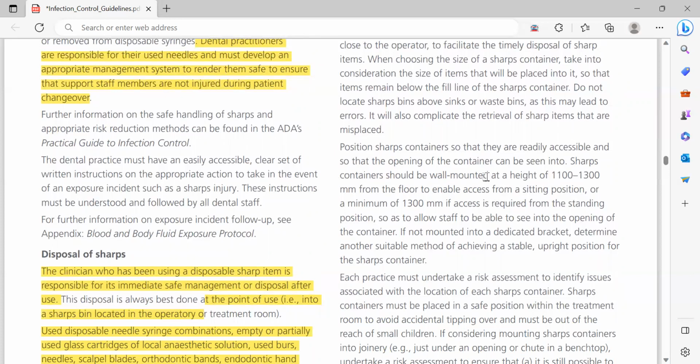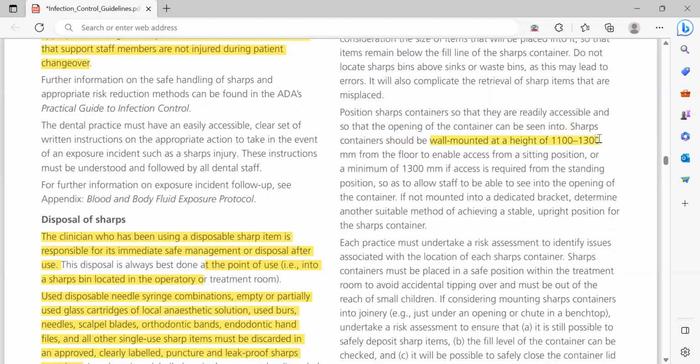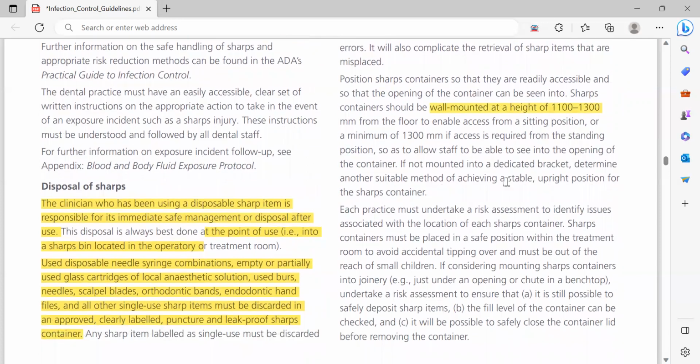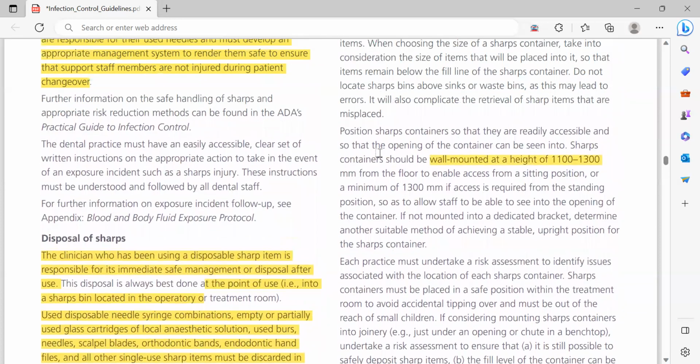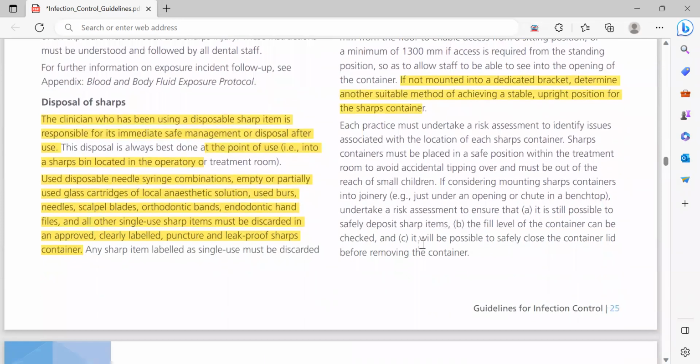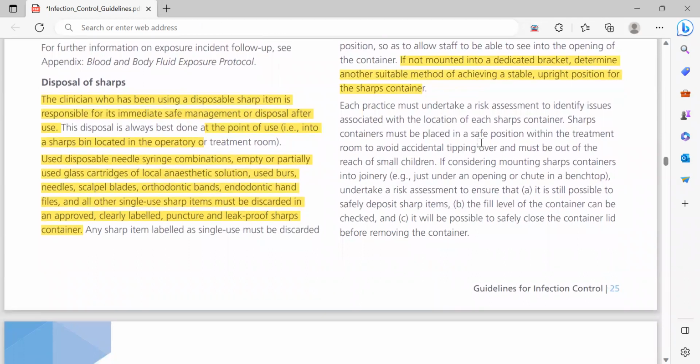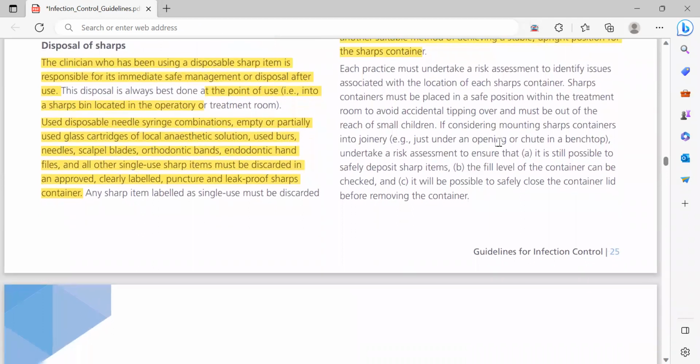Sharps containers should be wall mounted at a height of 1100 to 1300 millimeters from the floor. So it is a very technical thing, and you should know that the sharp container should be wall mounted. If it is not mounted onto a bracket table, determine another suitable method of achieving a suitable upright position for the sharp container. And the sharp containers must be placed in a safe position within the treatment room to avoid accidental tipping.